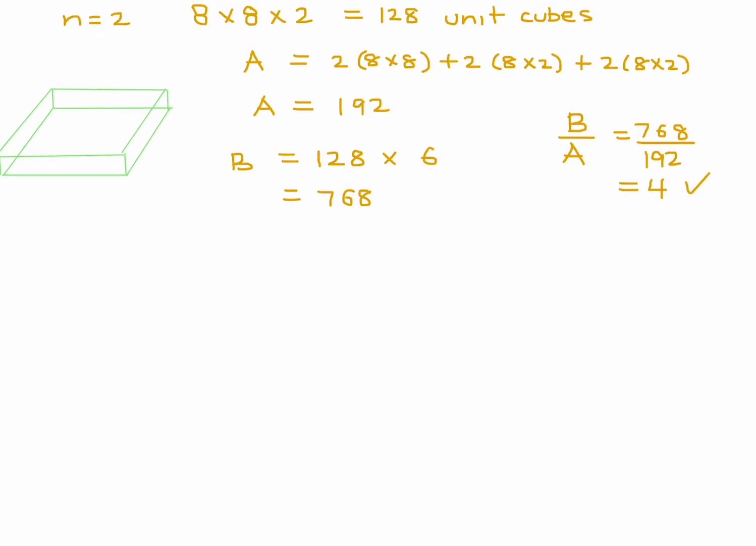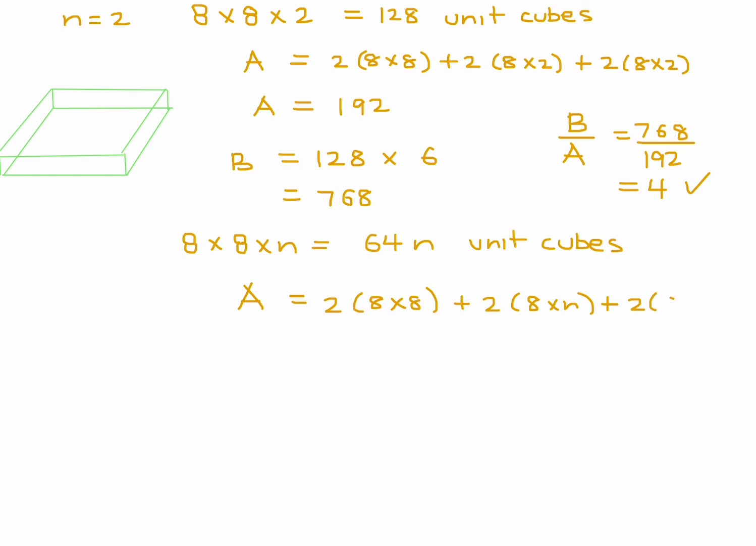Now let's do the exact same thing, but instead of n being 2, n is just n. So now we have 8 by 8 by n, and that is 64n, the number of unit cubes that make up this prism. Our surface area would be 2 times 8 times 8, the top and bottom of the prism. Then 2 times 8 times n plus 2 times 8 times n. So A is 128 plus 32n. Now B is very easy. That's just the number of unit cubes, 64n, times 6, which is 384n.